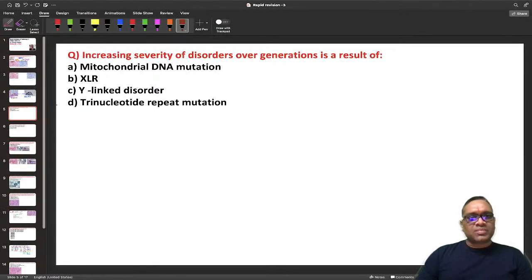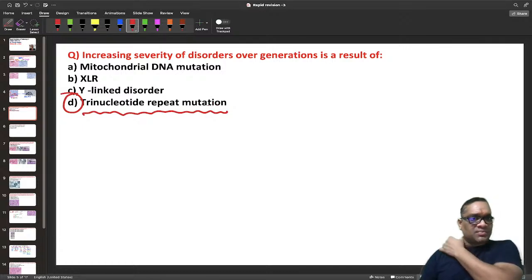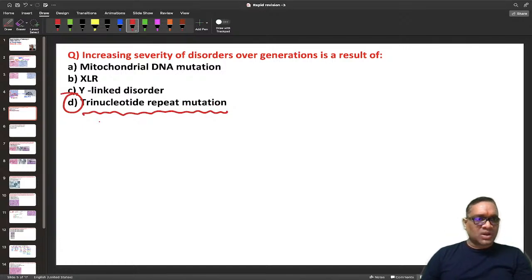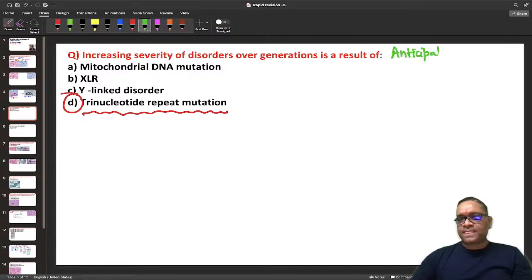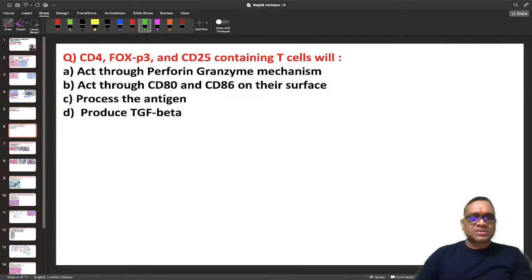So here the answer should be D, right? Trinucleotide repeat mutation is associated with increasing severity of the disorder over generations, which is called anticipation. Fine. So let's move on to the next question.